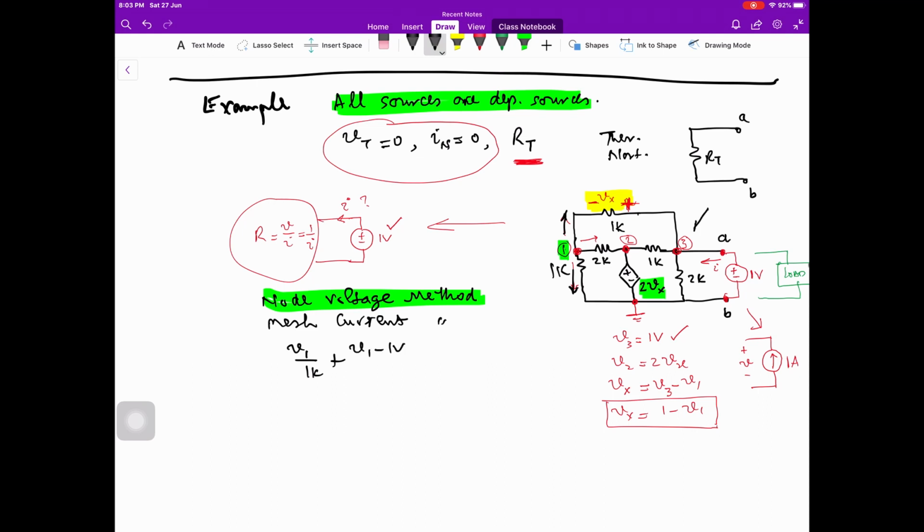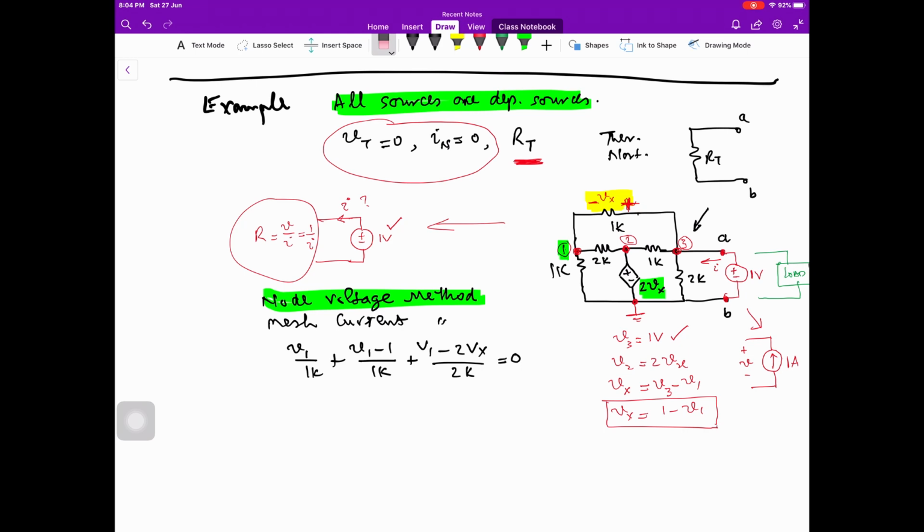Look at the circuit diagram over here. It is V1 minus V3, and V3 is equal to 1 volt. And the equation will be V1 minus 1 divided by 1K. What is this current? This current is V1 minus, what is the voltage on this side? On the right hand side of this 2K resistance, this is 2Vx, and the resistance is 2K. And yes, we have written the equation for this node.